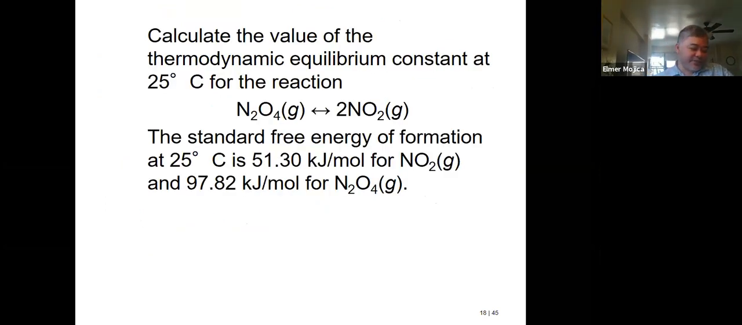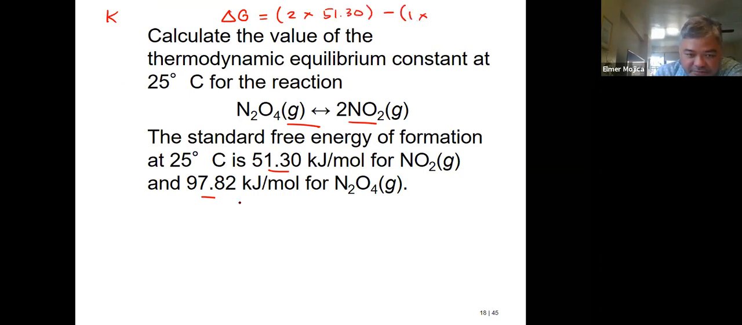Calculate the value of the thermodynamic equilibrium constant for this reaction. The standard free energy of formation is 51.30 for NO2 and 97.82 for N2O4. So you are asked to solve K, but the first thing that you need to do is get the delta G. And delta G is equal to what? 2 times whatever the value of this, 51.30, minus 1 times whatever the value of N2O4, 97.82. And what do you get?